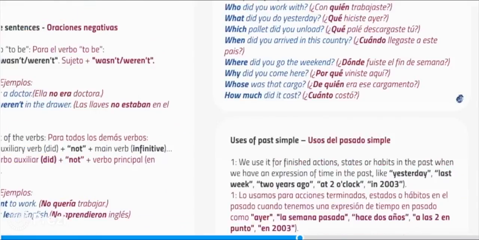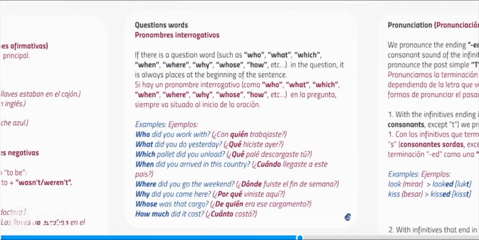Question words. If there is a question word, such as who, what, which, when, where, why, whose, how, etc., in the question, it is always placed at the beginning of the sentence. Examples: Who did you work with? What did you do yesterday? Which pallet did you unload?